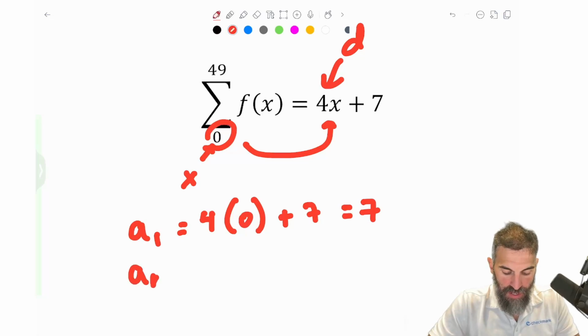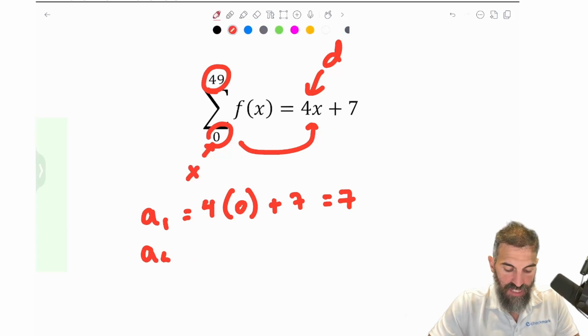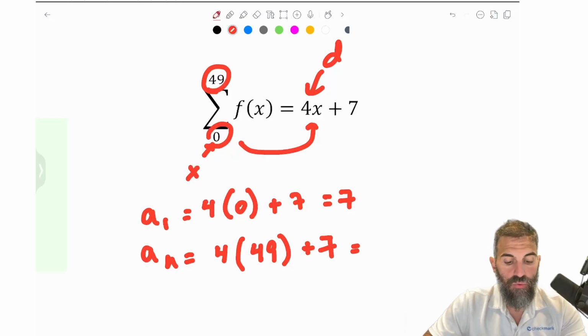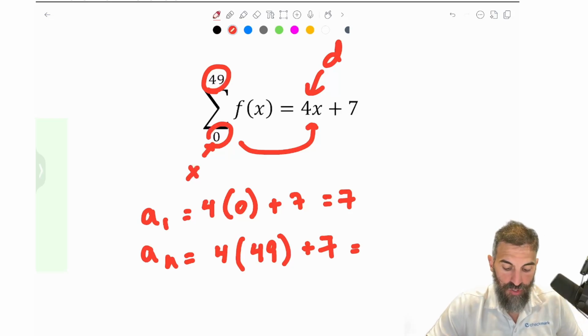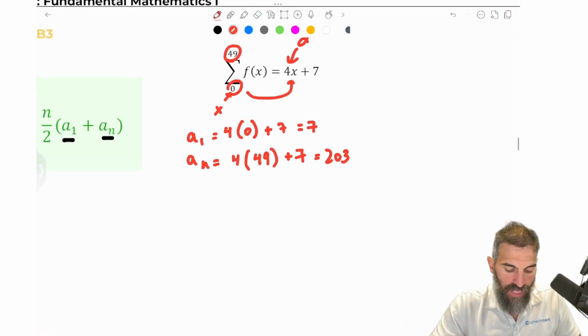And your AN, you plug in the number at the top. So AN is actually A40, well, AN, I'll just call it that. 4 times 49 plus 7. Really important. The most common mistake here is students thinking that there's 49 values, but there's actually 50 values, because if you count the 0, there's 50. So my N is actually 50.